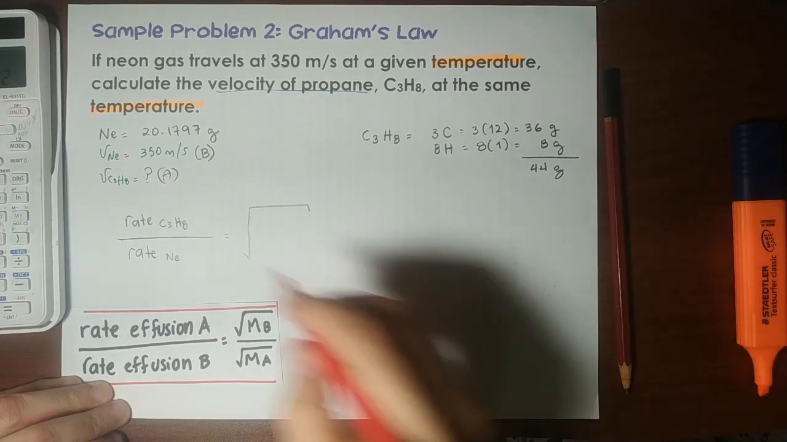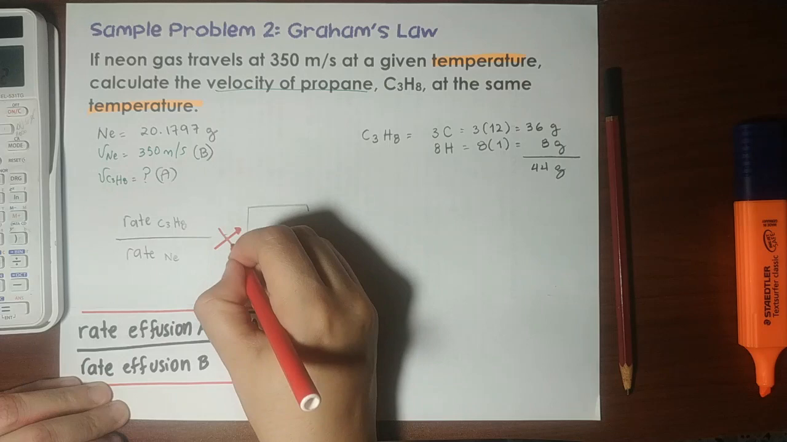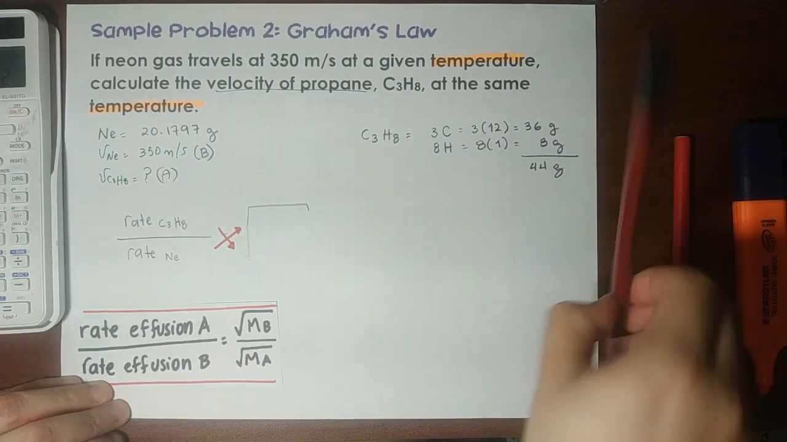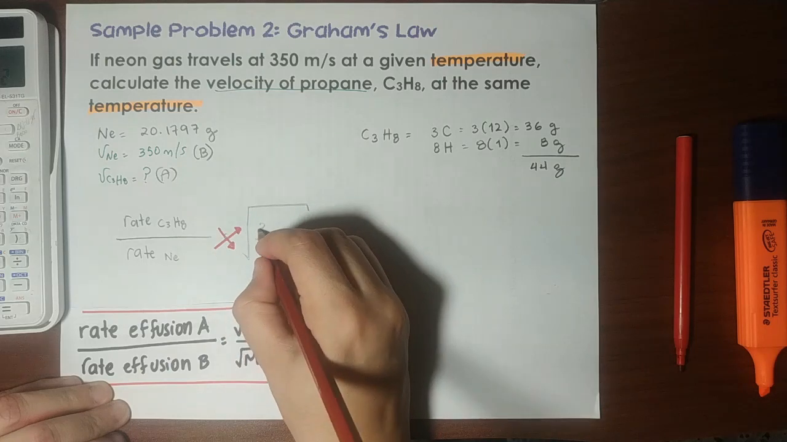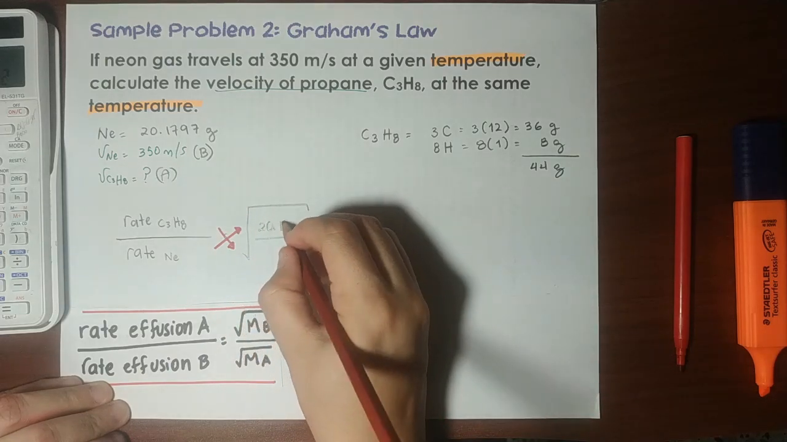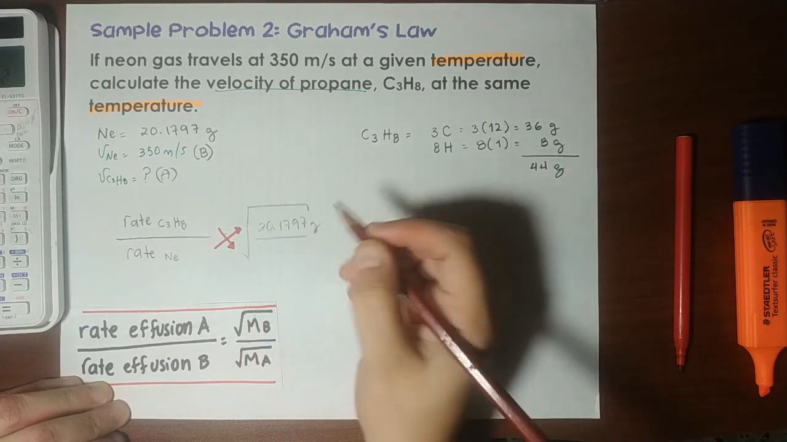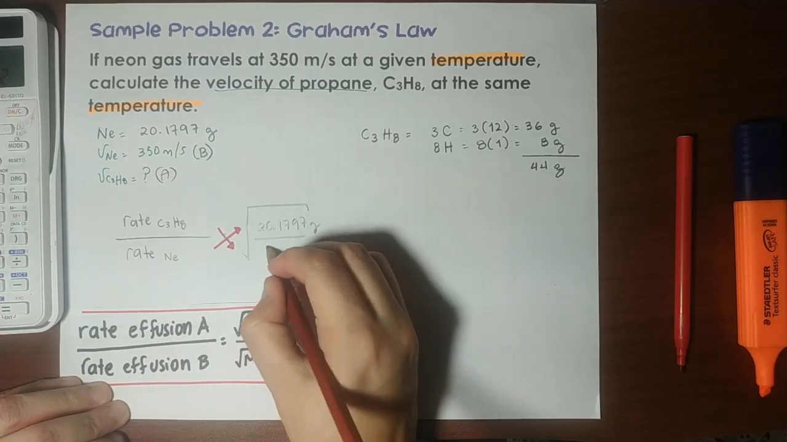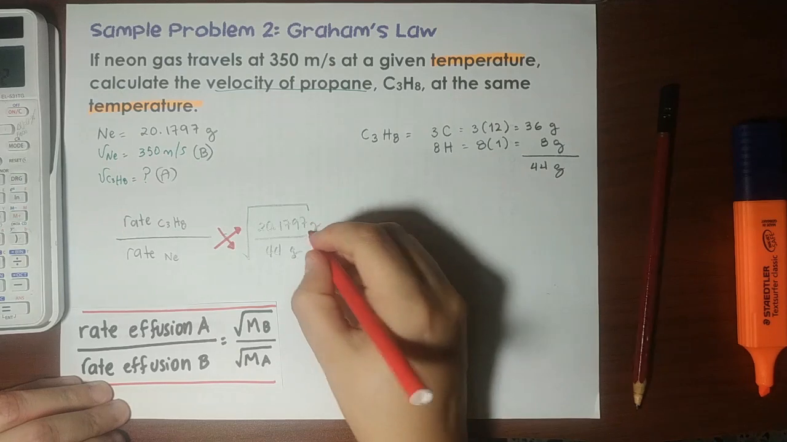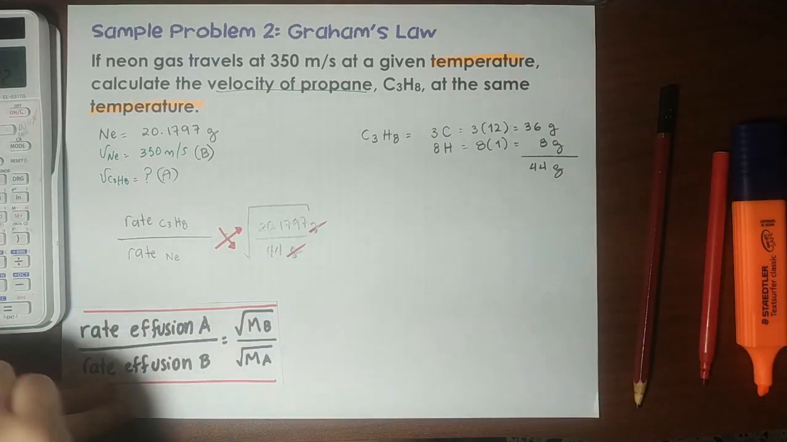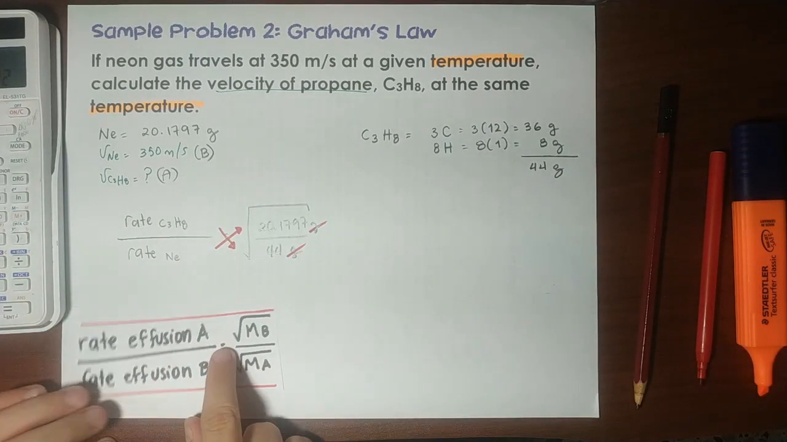Now, remember that we switch the position of the masses. My neon is going to be on the top, 20.1797 grams, and my propane will be below. I cancel my grams and grams, and I perform the calculations.